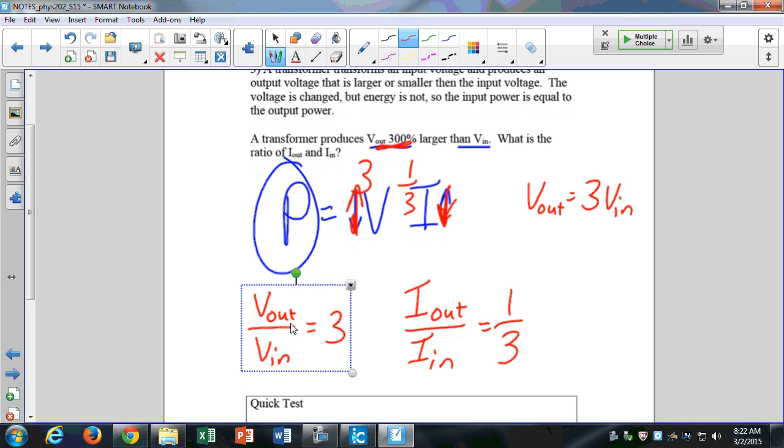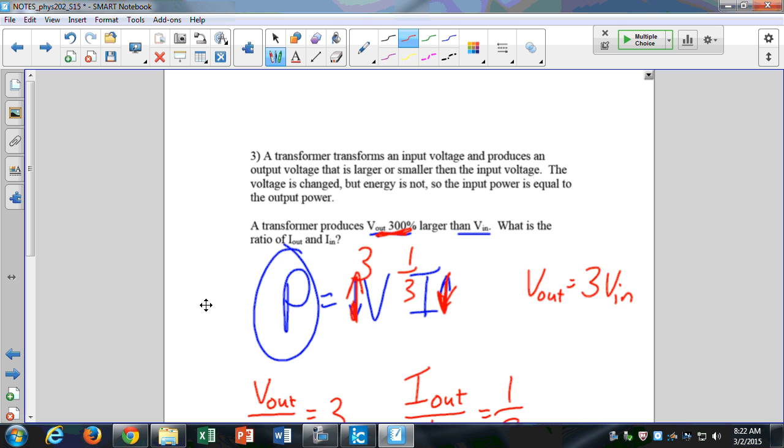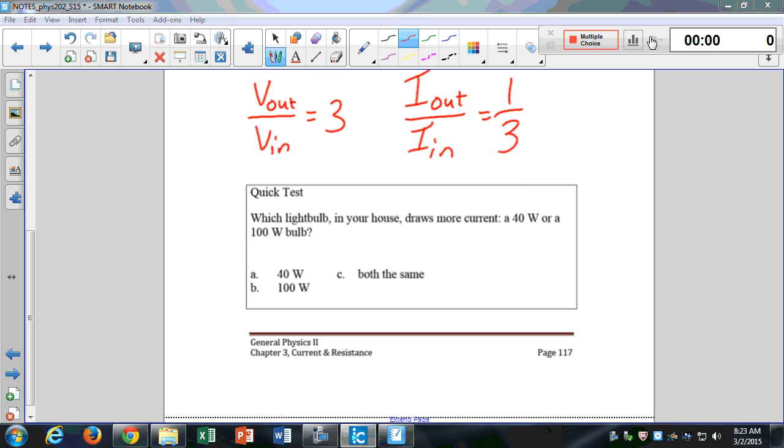Well, let's try this quick test. I think we might have one more after this. Let's just do this one. Which light bulb in your house draws more current, a 40 watt or a 100 watt bulb? It's a very similar question to this before.